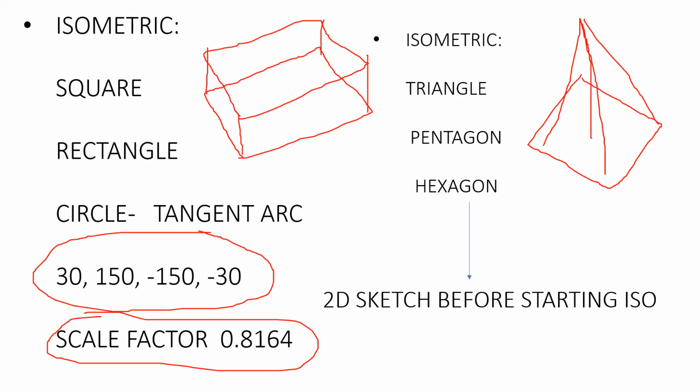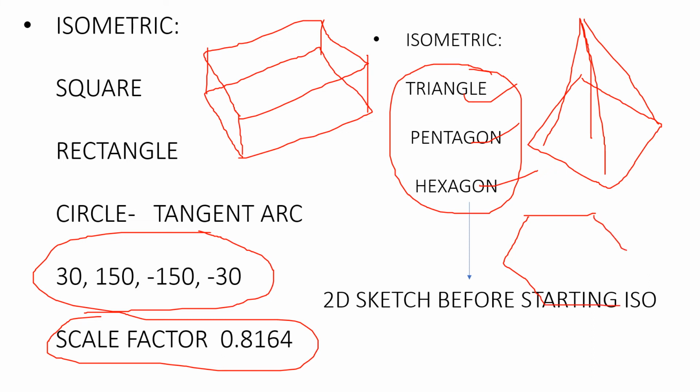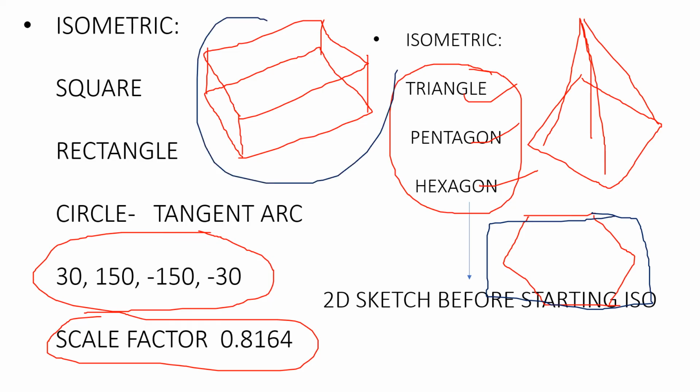And one more very important thing is, whenever we are going to get polygons, these three polygons, either a triangle or pentagon or hexagon, it is very important that you need to have a 2D sketch. For example, if it is a hexagon, we need to construct one hexagon like this. Then we need to inscribe this with either a rectangle or a square like this. Then you need to follow this in order to construct an isoscale like this. That is what is very important.